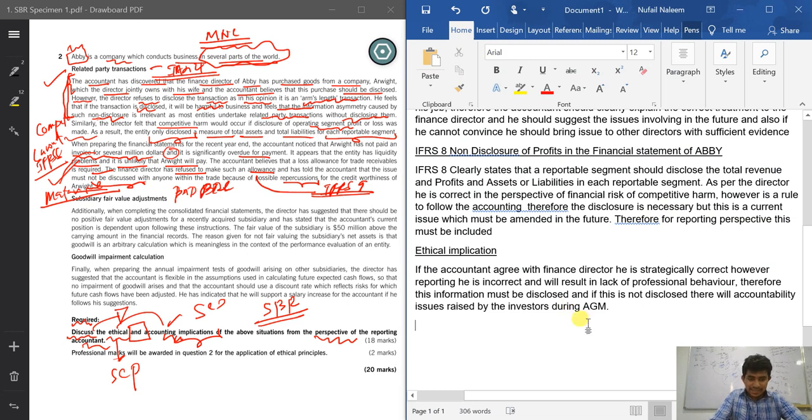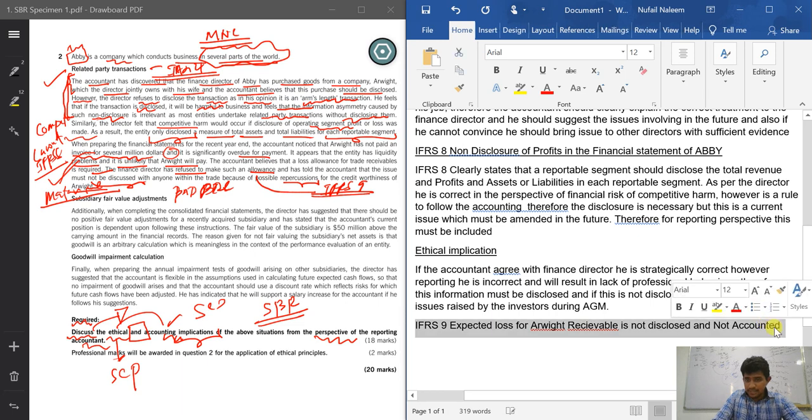So I will be writing here IFRS 9, expected loss for the receivable. The receivable is not disclosed, it's not disclosed. Please keep that in mind. And not accounted, please keep that in mind.